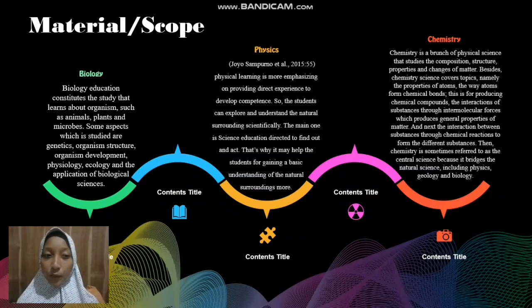Some aspects which are studied are genetics, organism structure, organism development, physiology, ecology, and the application of biological science.